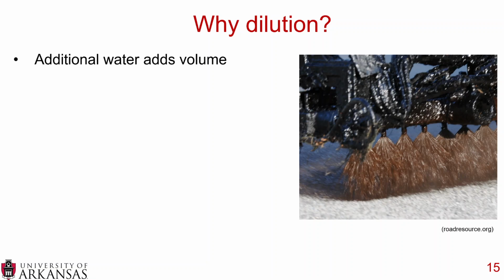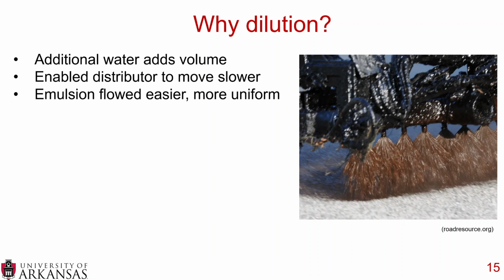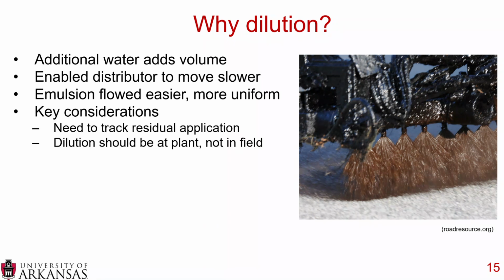Now, why do we dilute? Well, that additional water adds volume, and what happens is you enable the distributor to move more slowly, and this allows for your emulsion to flow easier and have a more uniform application. You want a very thin, very uniform application of asphalt emulsion.